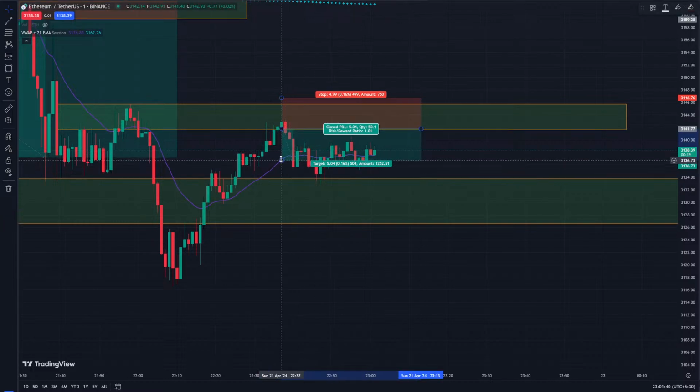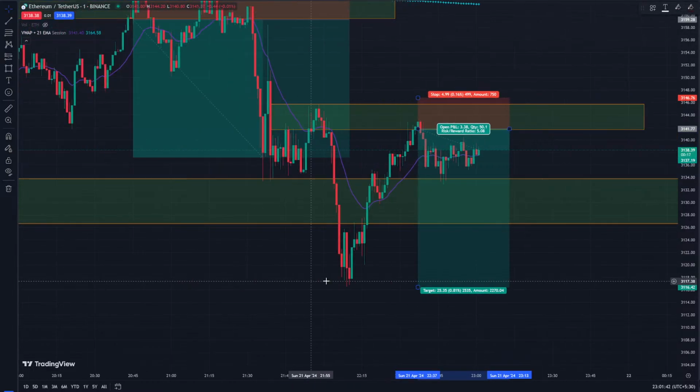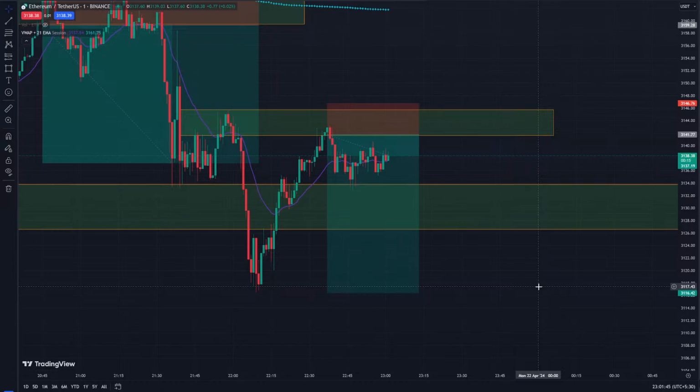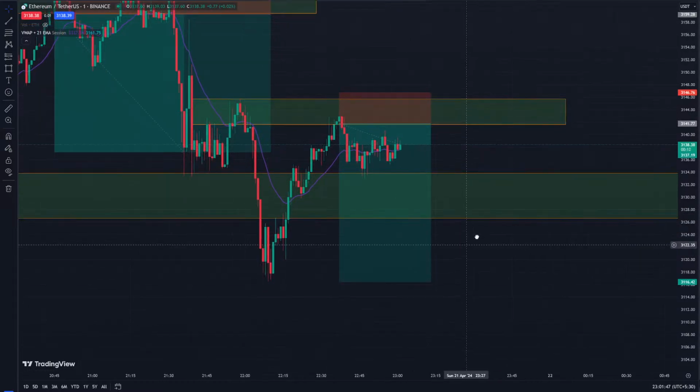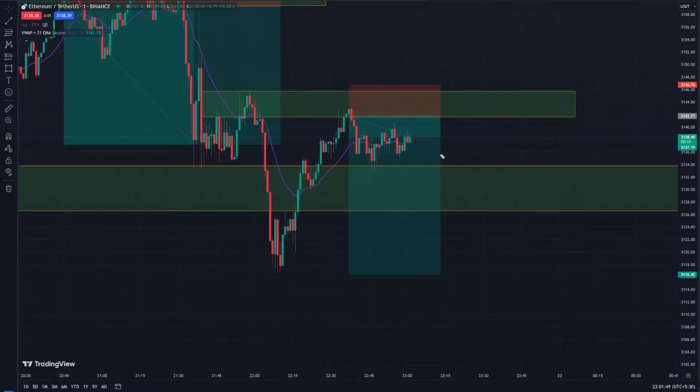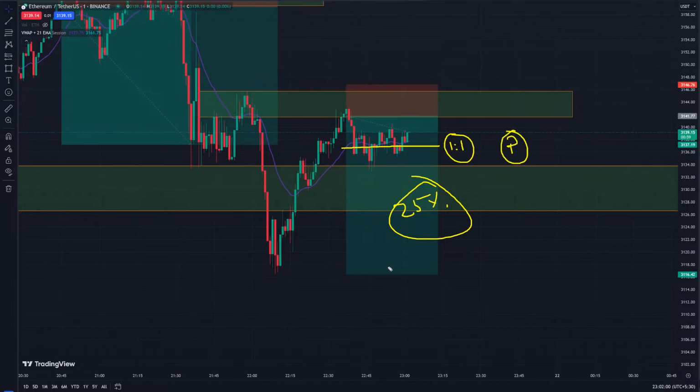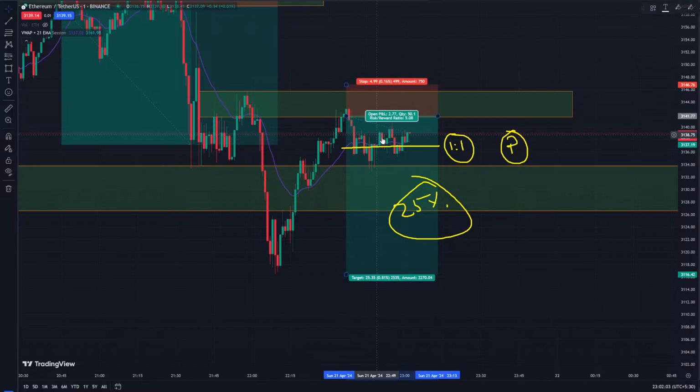Currently my setup is telling me that price might come down till here. This is Ethereum. The chances of this trade succeeding is only 25%. If we would have taken 1 is to 1, then we would have been in profit. Currently we are aiming for a risk to reward of 1 is to 5. So that is why our percentage of succeeding has come down to 25%.